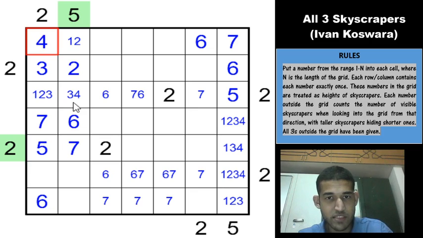So which means this is a 4 and this is 1 and 2 and this is also 1 and 2, right? For column 1. So which means that 7 must be in one of these two cells, right? Because if you have 7 anywhere else, then the 2 clue will be violated. You will see more than 2 buildings. So 7 must be in one of these two cells. So these two cells must be 1, 4 and 5 now for row 2.